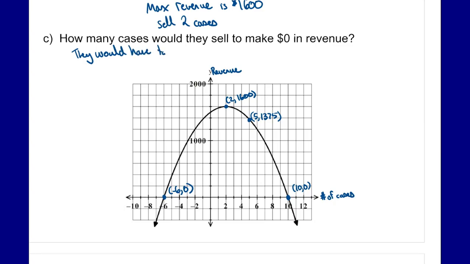So they would have to sell 10 cases to make 0 revenue. Basically, they're spending as much as they're going to make. And we can put down ignore -6. We can say can't sell negative cases. Right, so very similar to why we weren't looking at the negative time in the previous one, we're not looking at negative cases here because we can't sell negative cases.